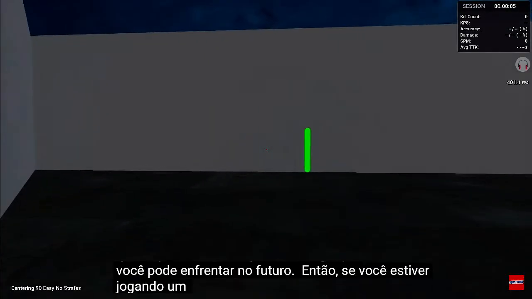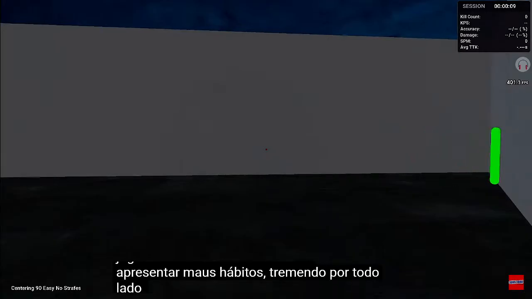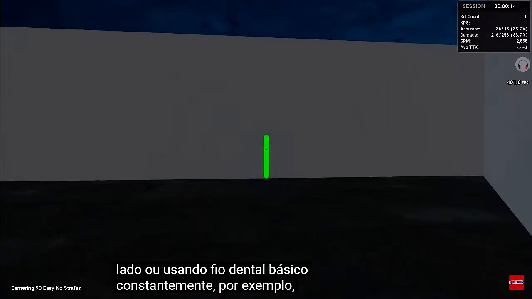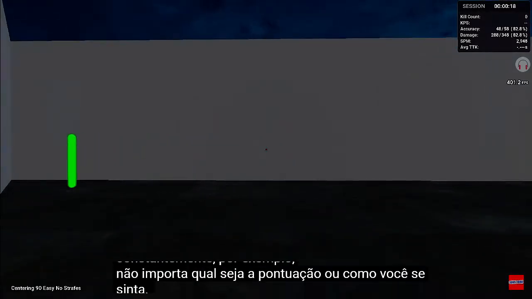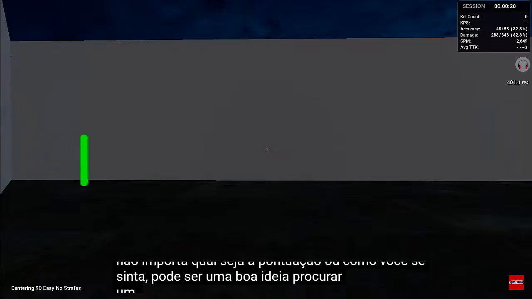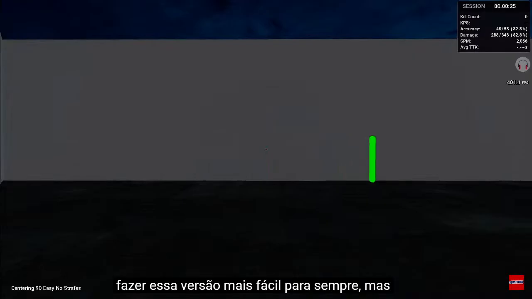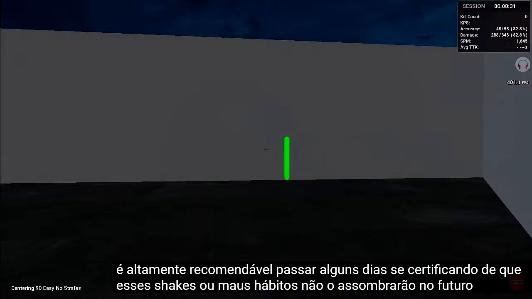So if you're playing a scenario like this and you display bad habits, shaking all over the place, or doing basic flaws consistently, for example, like this, no matter what the score is or how you feel, it may be a good idea to search for an easier scenario. You don't have to do this easier version forever, but spending a couple days really making sure those shakes or poor habits don't haunt you in the future is a strong recommend.